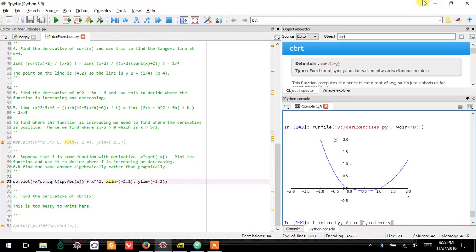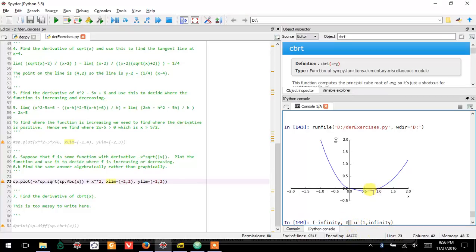And it is correct to use exclusive, like curved parentheses, because it is not increasing precisely at 0. That's where, in fact, the derivative is equal to 0, and it's neither increasing nor decreasing. It's just, so to speak, kind of flatlining right there, going horizontal.